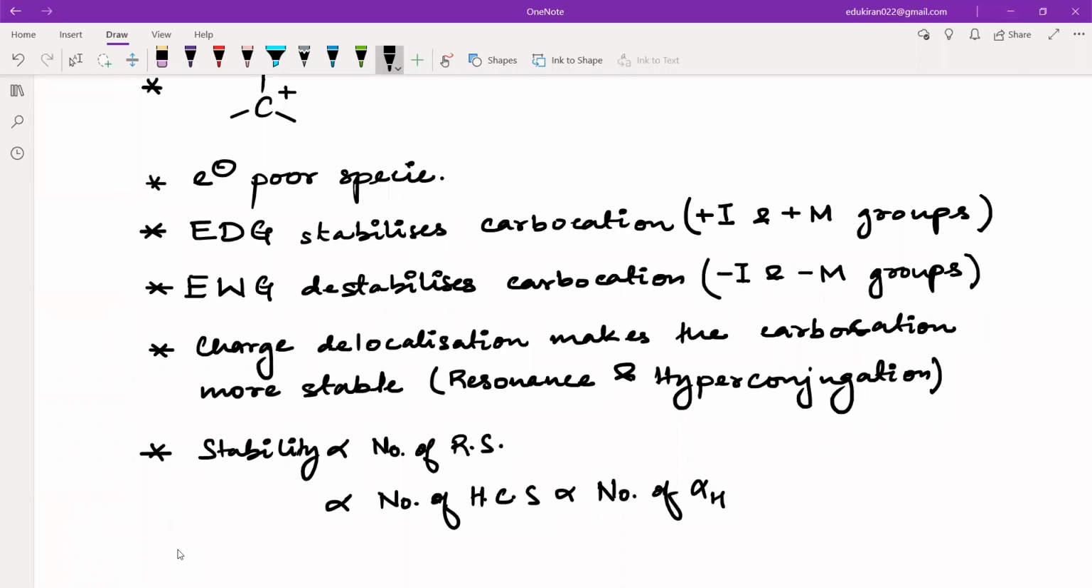So see, plus I, plus M, minus I, minus M, and then resonance and hyperconjugation. You have to keep in mind these 6 things, or I can say these 4 things: inductive, mesomeric, resonance, hyperconjugation.